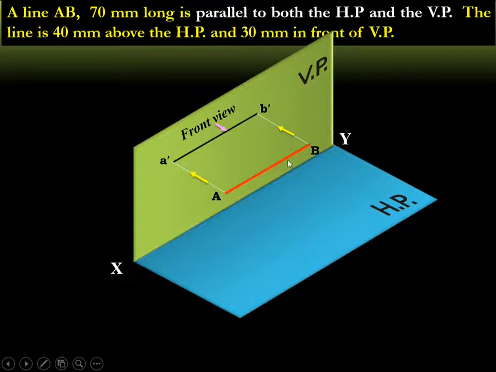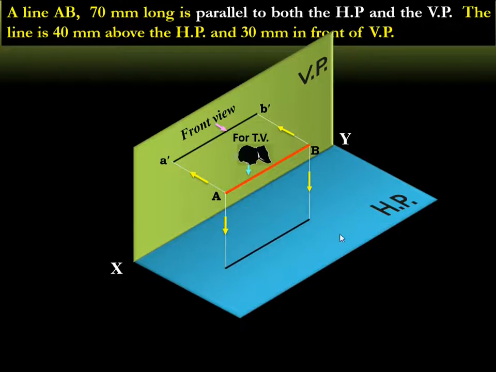To obtain the top view of the straight line capital AB, we need to observe the straight line from the top and the line need to be projected onto the horizontal plane. Now the projected line on the horizontal plane can be called as its top view and the top view must be denoted using the corresponding lowercase letter. That is, we need to name the top view as small letter AB.